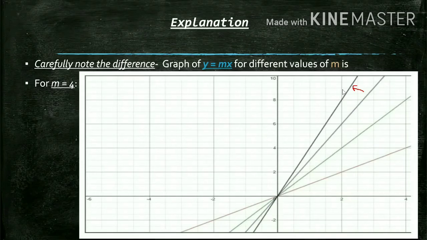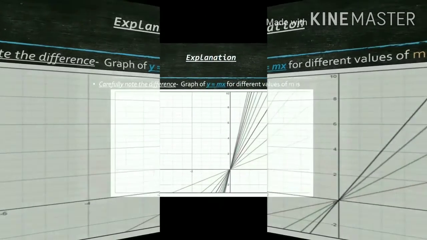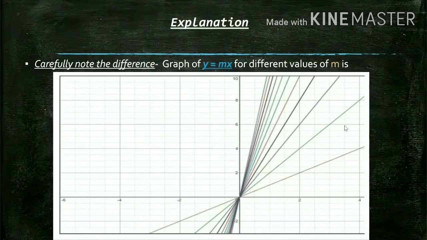Now what would you guess for higher values of m, like 10, 11, 12, or 1000 or 10,000? Basically it would be this. On increasing the value of m, the graph would also be moving forward like this. These are all straight lines, and at infinity, that means when m equals infinity, it would be this straight line.